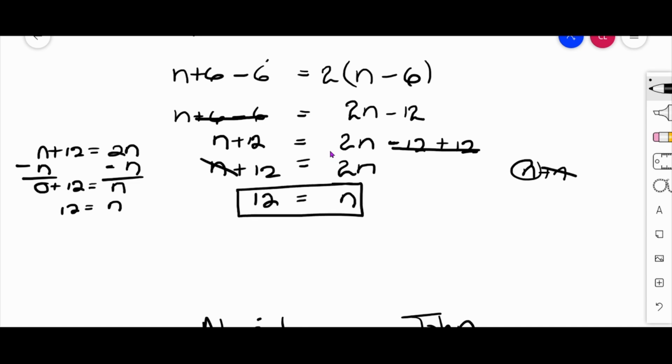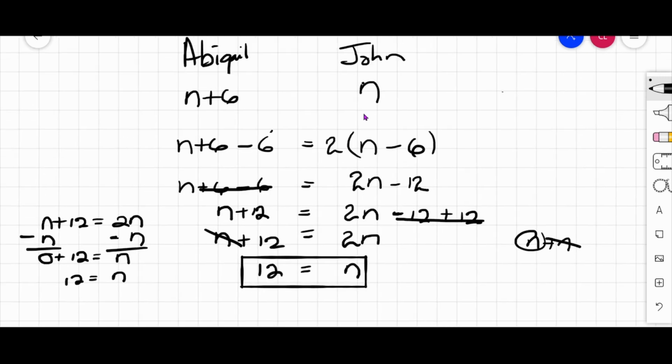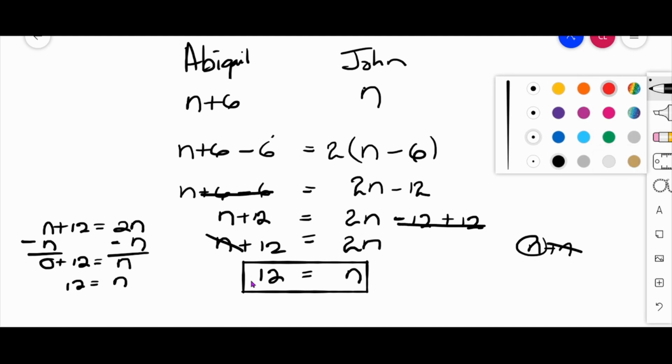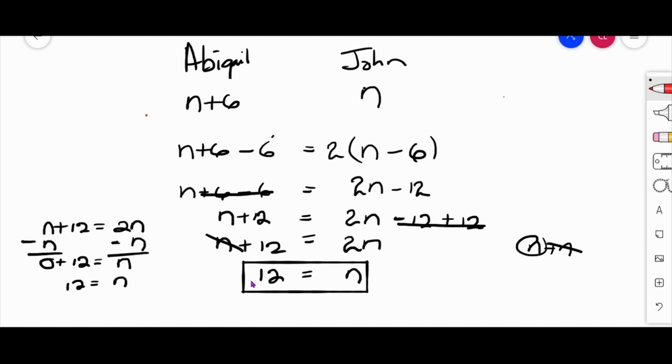So it means that wherever we see n in the original statement, we can put 12. So if we were to do that, then let's switch colors here. Let's get red. So I could now say 12, and we could add the 6 to it. So at present, Abigail would be 18 and John would be 12. That's now.